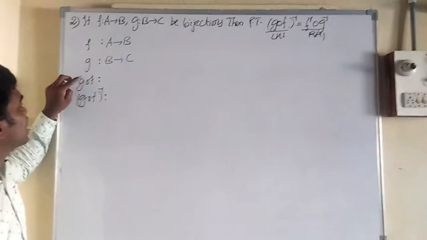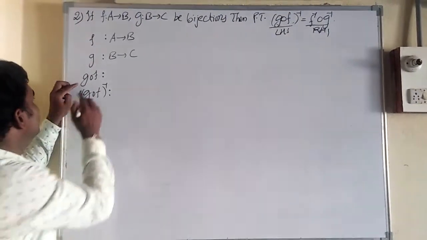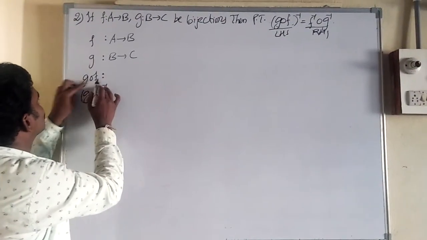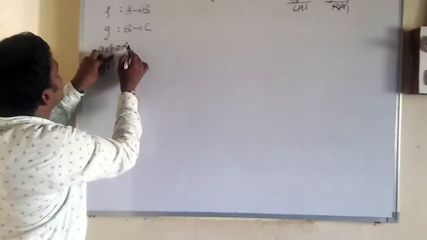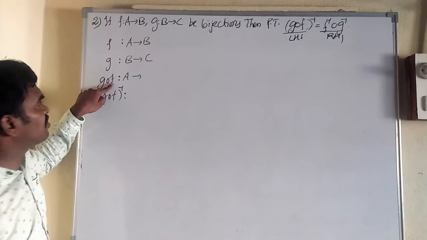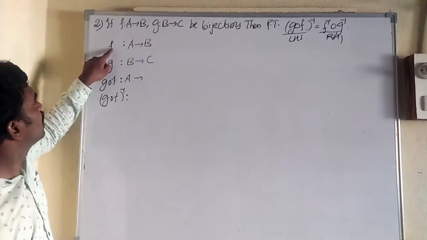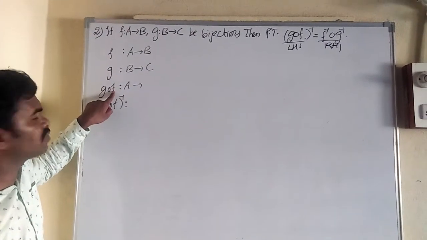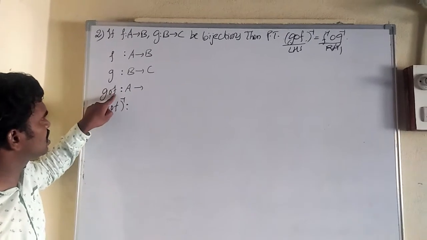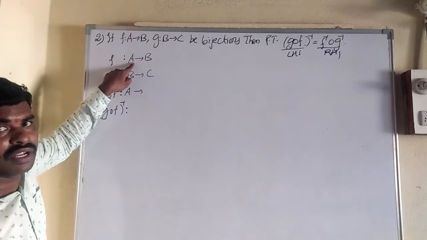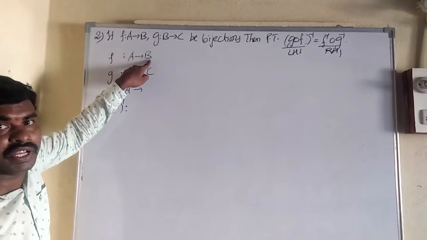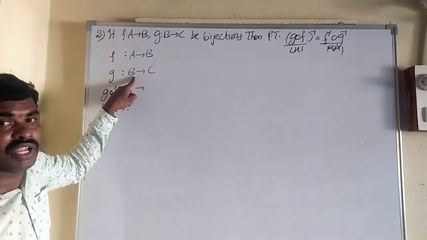Here G circle F. See, in the function G circle F, so F starts from where? A. Okay, start from A. F to G. So first we have to take this one, not this. This is the first place. F to G. So F starts from A. Okay, now reached B. Next immediately G starts from B, reached C.